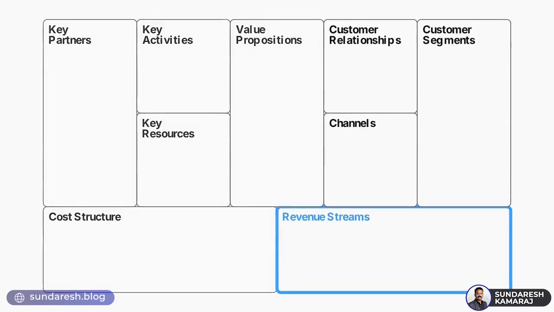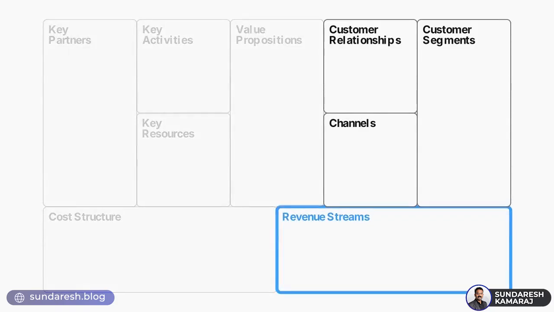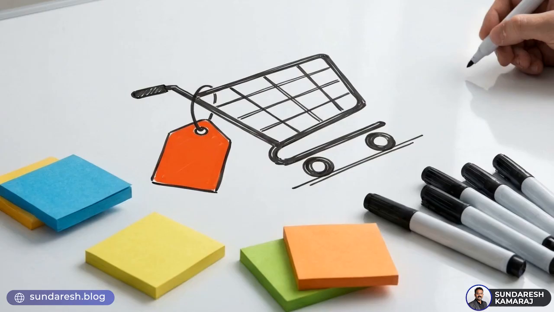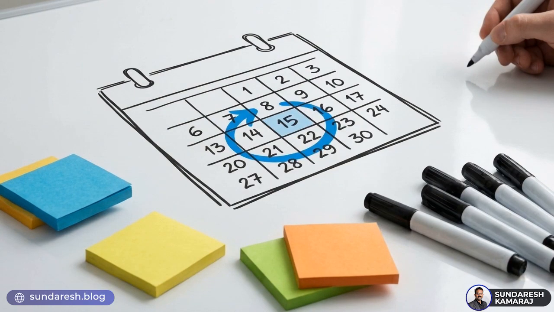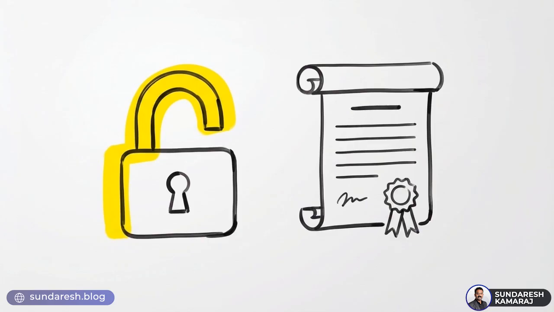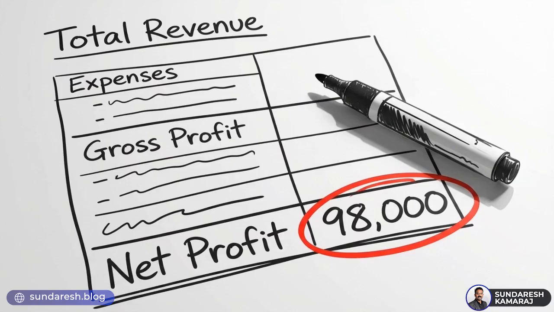We shift our attention back to the right side to determine how each customer segment will generate incoming cash. Pricing models include one-time asset sales or recurring subscription plans, as well as licensing fees. Distinguish incoming streams from actual profit.